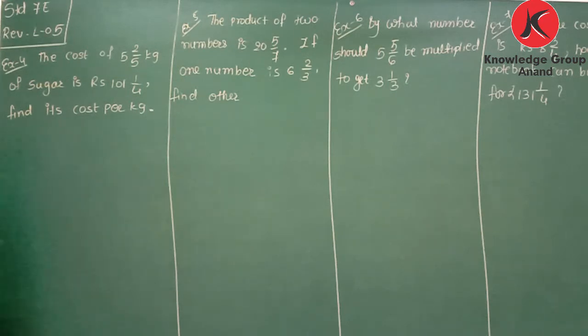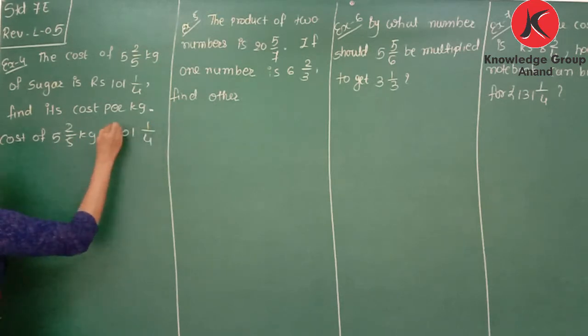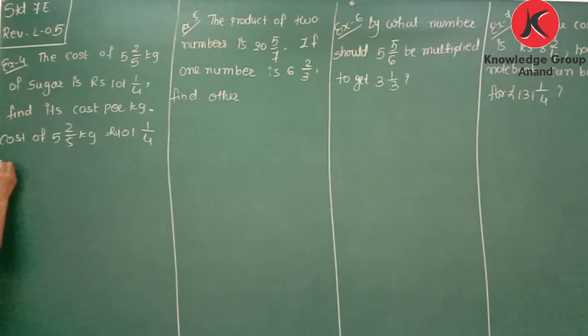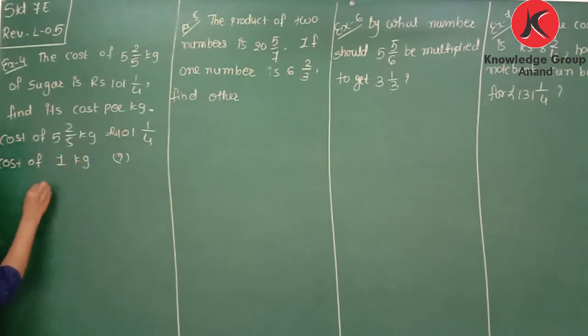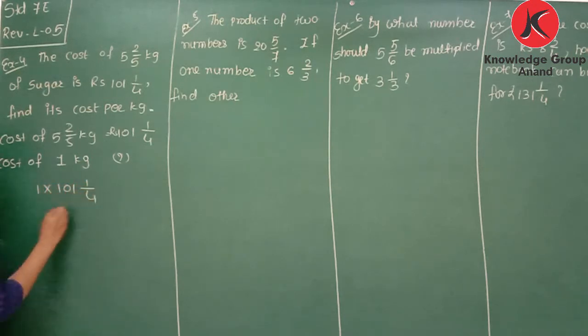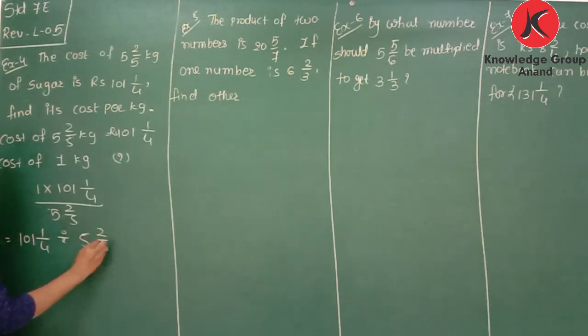So here we can write: cost of 5 2 by 5 kg is equal to 101 1 by 4 rupees. So the cost of 1 kg is how much? We can write like this. Now cross multiply: 1 is multiplied with 101 1 by 4 divided by 5 2 by 5. Now it is a division. So we can write 101 1 by 4 divided by 5 2 by 5.